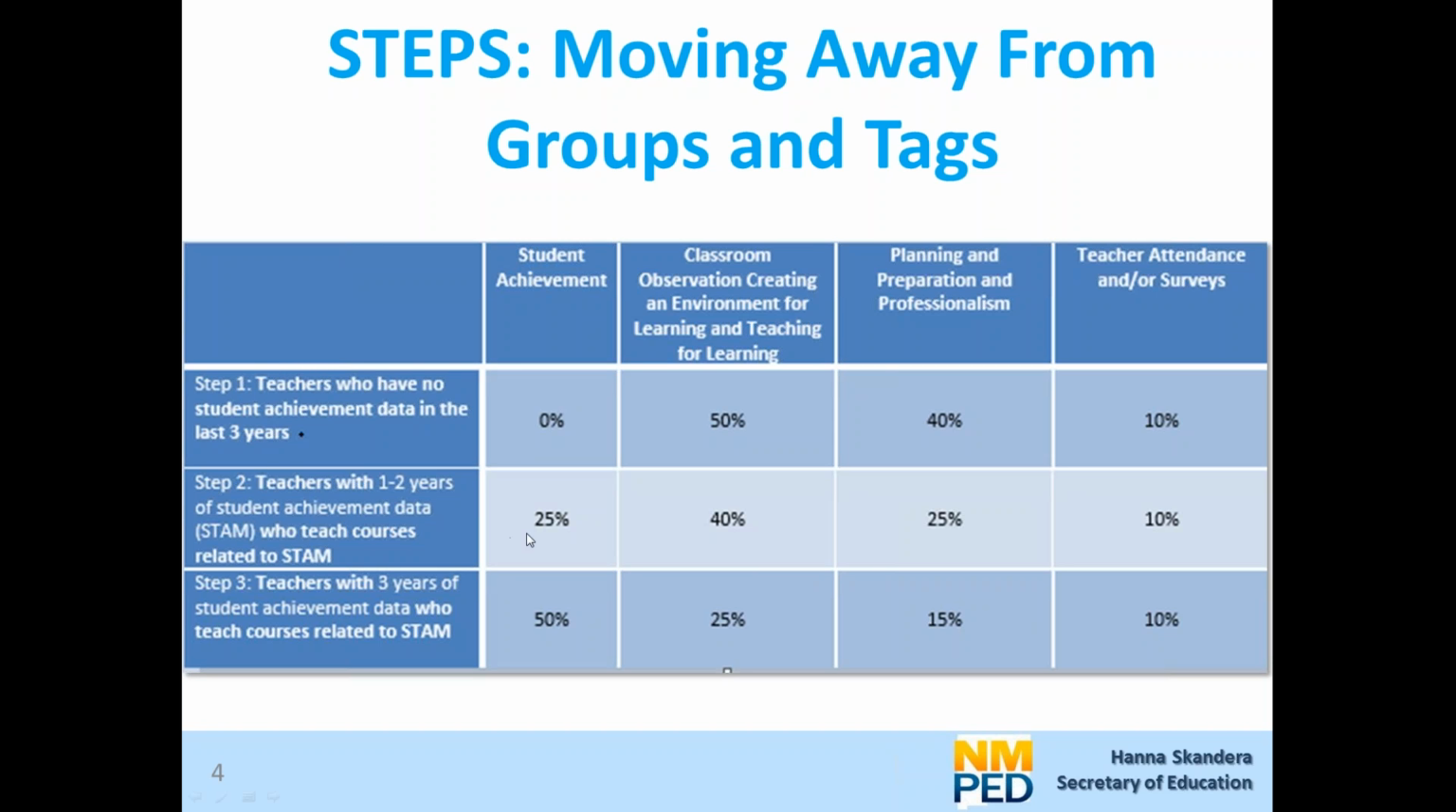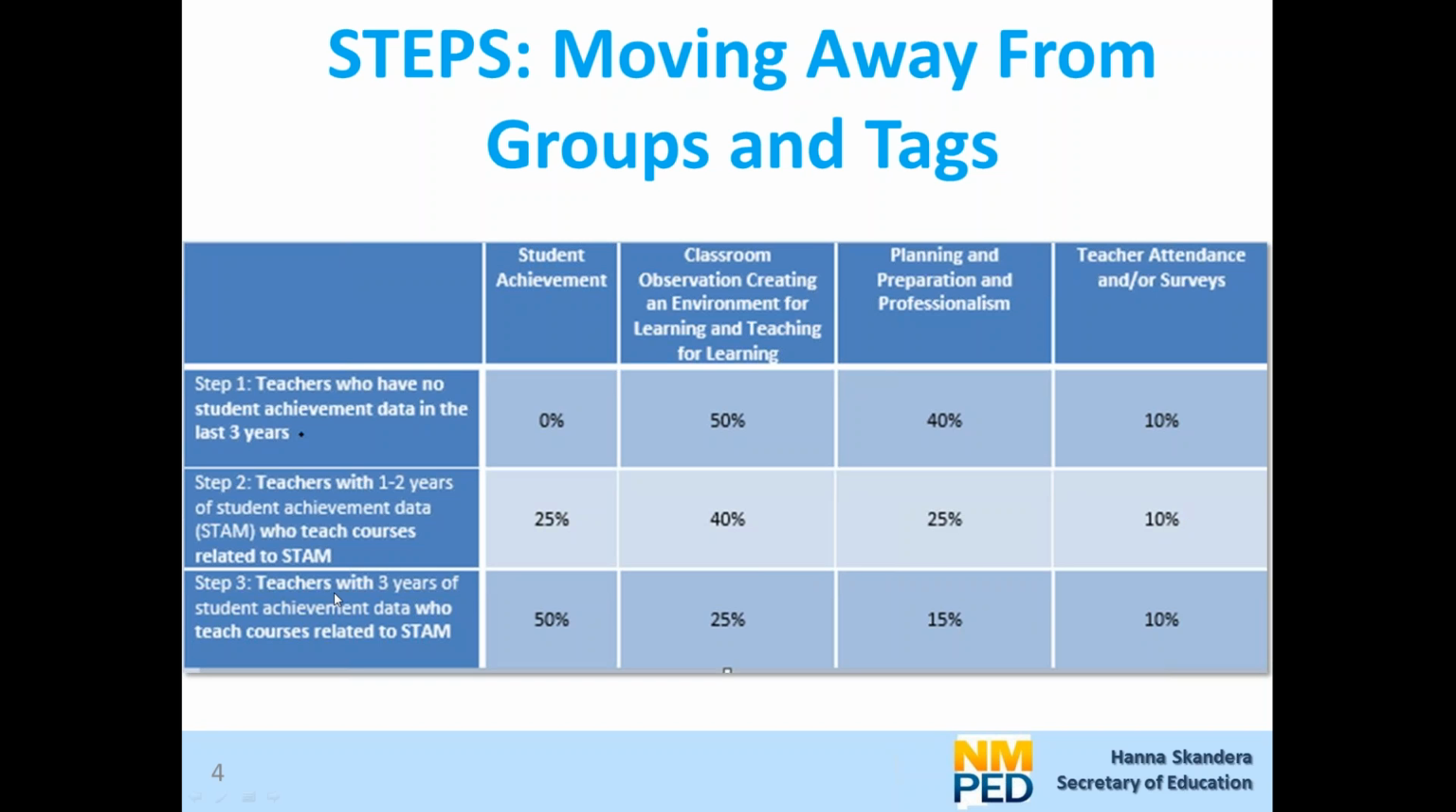A Step 2 teacher is a teacher that has 1 or 2 years of student achievement data, and in that case, 25% of the teacher's evaluation is going to be associated with the student achievement criterion. 40% is going to be associated with the classroom observation, or domains 2 and 3. And 25% will be associated with domains 1 and 4 of the NMTEACH rubric. And similar to Step 1, 10% will be associated with teacher attendance and/or surveys.